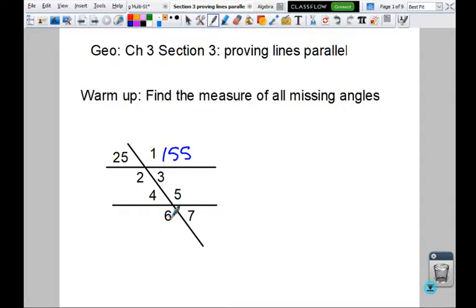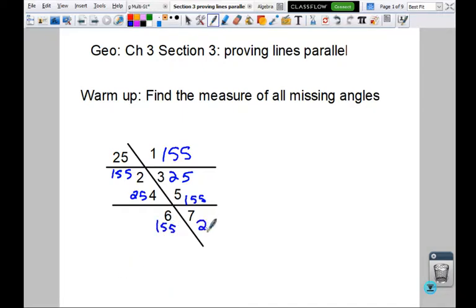Ryan, give me angle 2. Yep. Tyler, angle 3. 25. Carissa, angle 4. Chloe, angle 5. Juana, angle 6. 155. Lark, angle 7, last one.